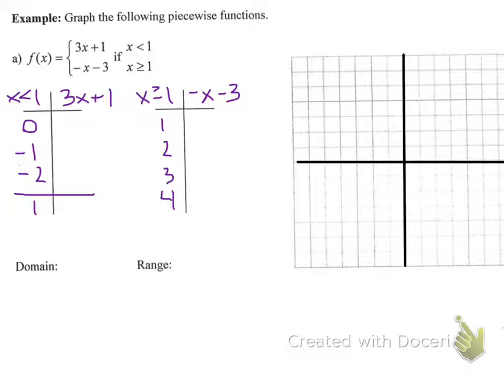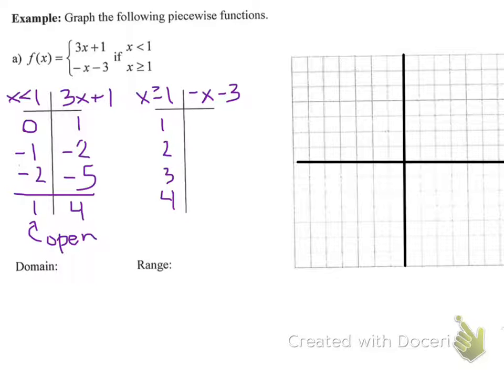So going over to the left one, when I plug in 0, I get 1. When I plug in negative 1, we get negative 2. When I plug in negative 2, I'll get negative 6 plus 1, which is negative 5. And if I plug in 1, I get 4. And this is going to be an open dot if you want to make a note of that.